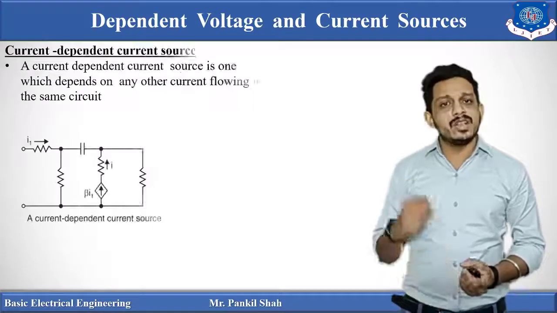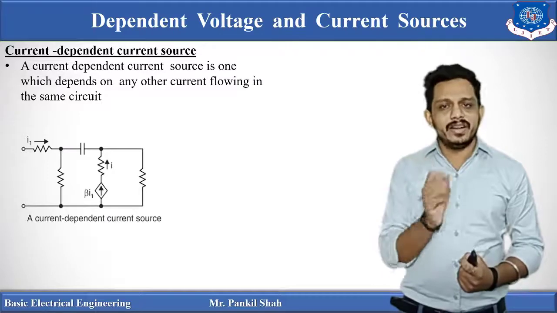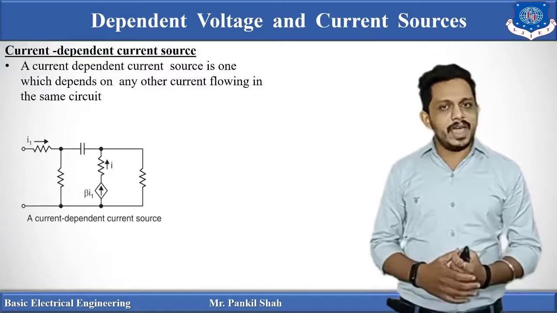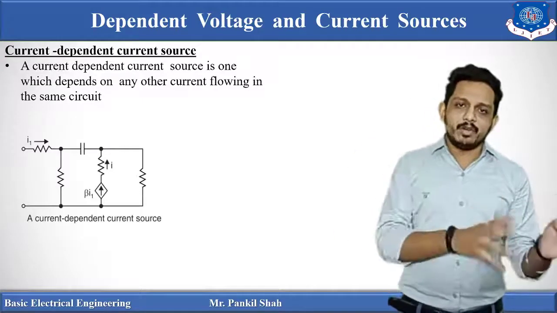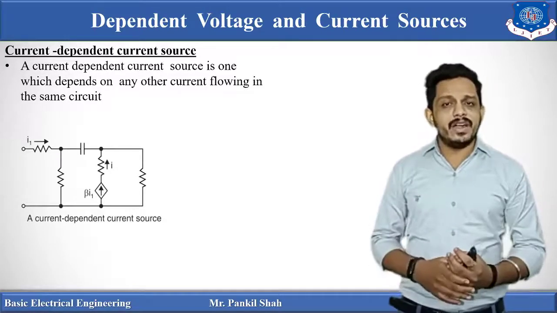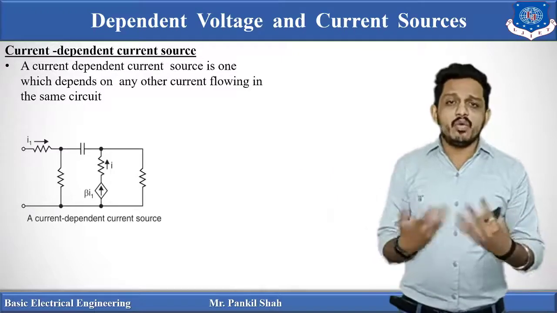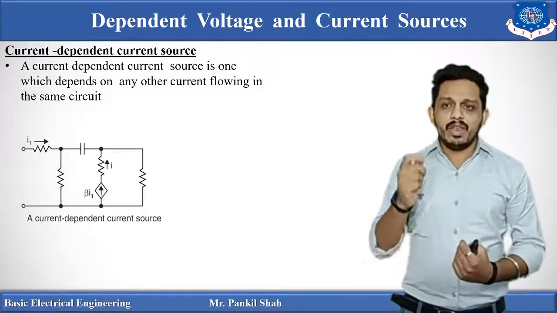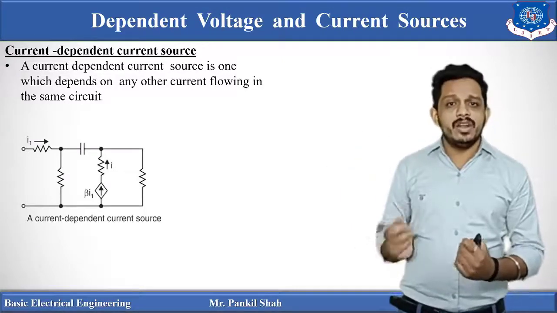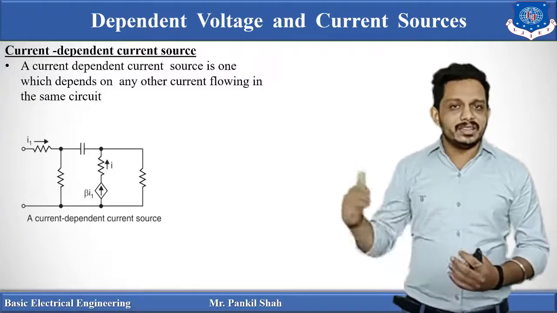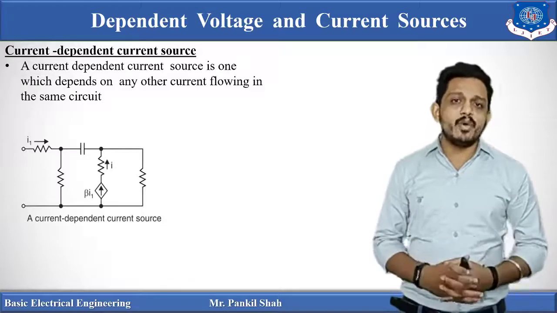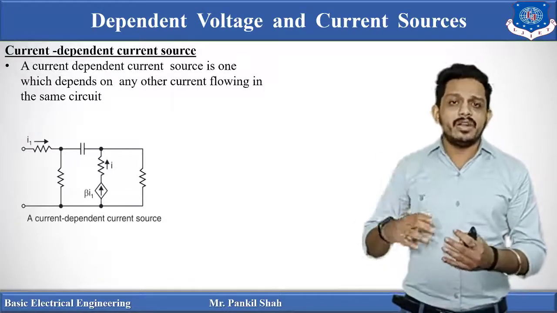The fourth type of source is nothing but the current dependent current source. That means on the output side we will draw a diamond shape with an arrow, and we want to find the current at the output side. But as the name suggests, the output current of this type of source is dependent on some input current, or any current of that circuit. So we want to find the current I at the output side, but this current I is dependent on some other current of that circuit.